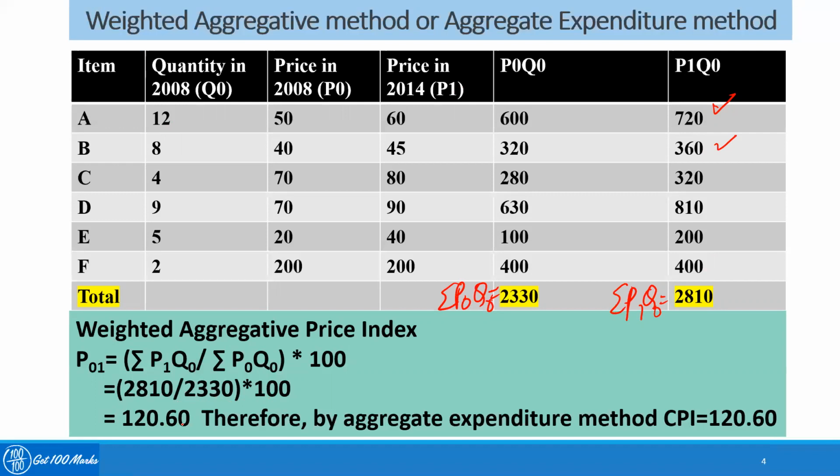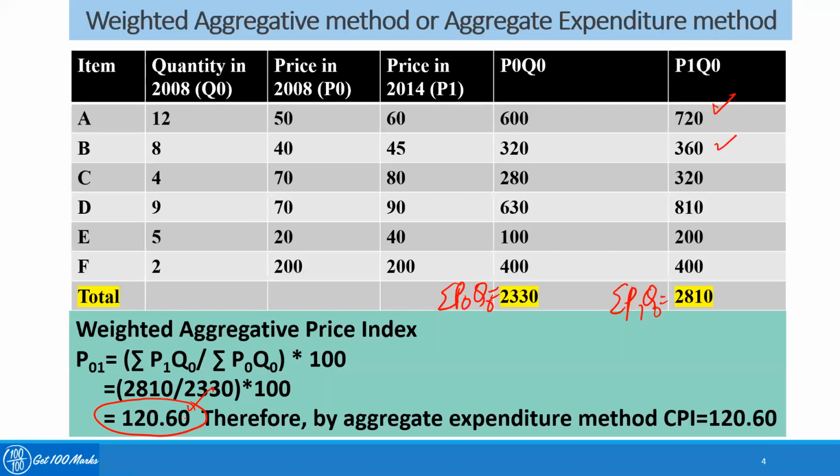This method is called the aggregate expenditure method or weighted aggregative method. What is the exact meaning of that? That means in 2014 you have to spend rupees 120.60 to buy something which you could have bought by paying only rupees 100. So whatever was the value of 100 rupees in 2008, in 2014 you have to spend 120.60.